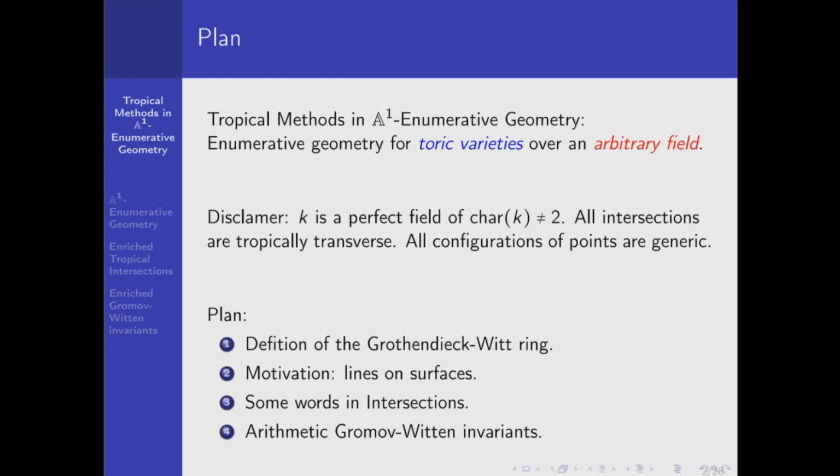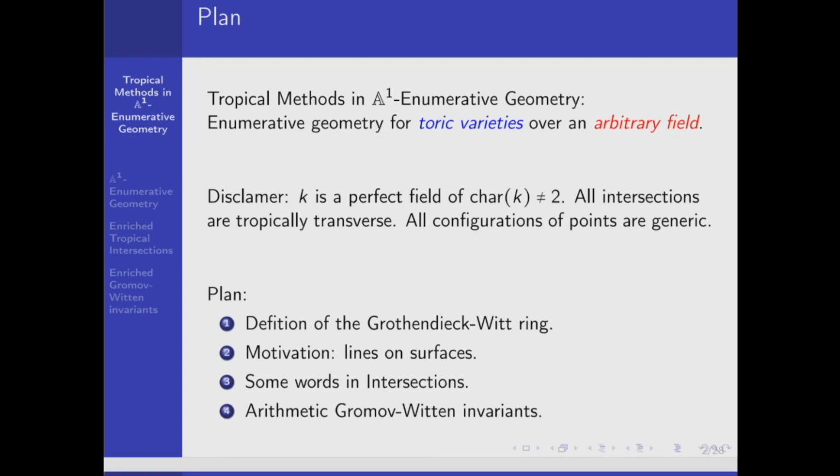Then I will give an example, which is lines on cubic surfaces, explicitly lines on cubic surfaces. That is something very classical. We prove a theorem in intersection theory for toric varieties. And then lastly, I will talk about arithmetic Gromov-Witten invariants. So this is curve counting. All of these are, let's say, classical problems in enumerative geometry. If you don't know them, that's okay. I will introduce them.